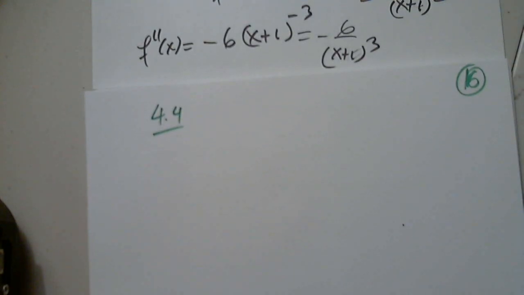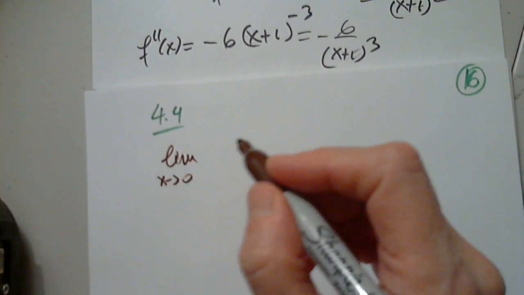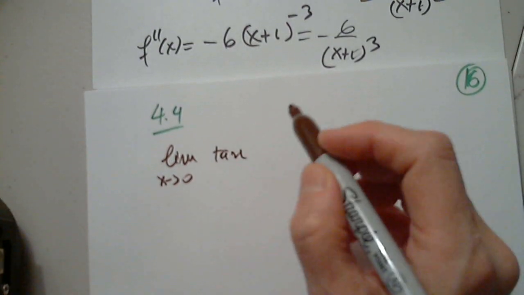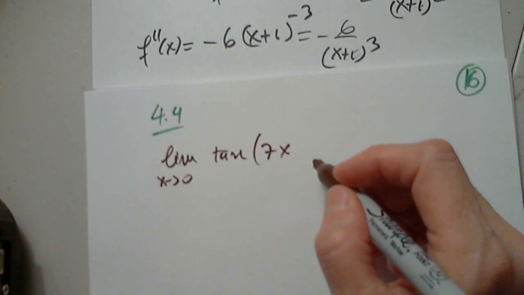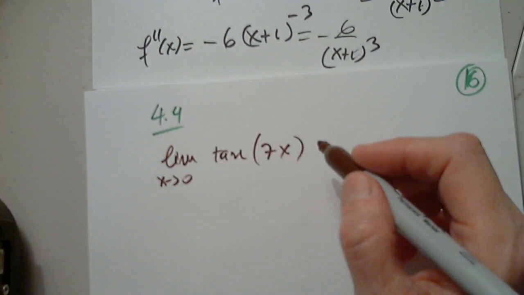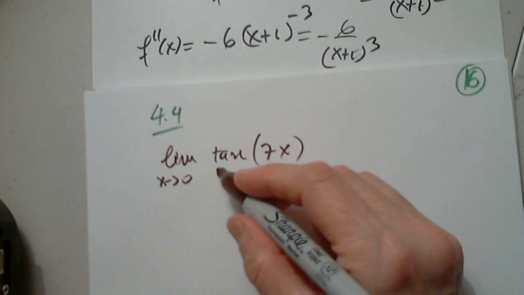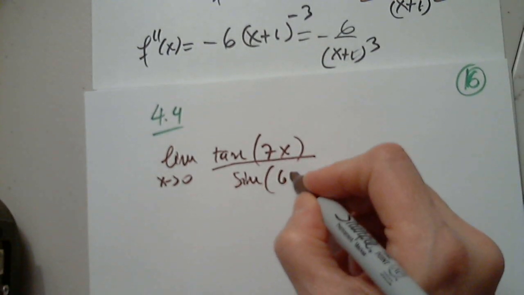So the question is, as the limit x approaches 0, tangent open parentheses 7x, close parentheses, and then it's a fraction. The denominator is sine open parentheses 6x.